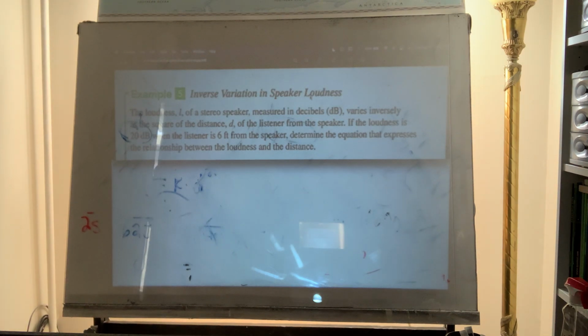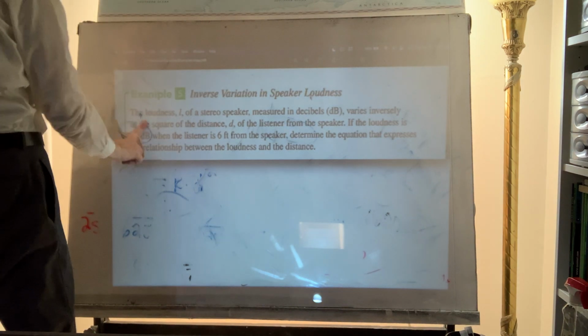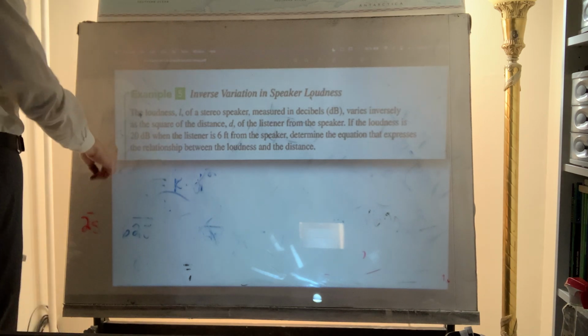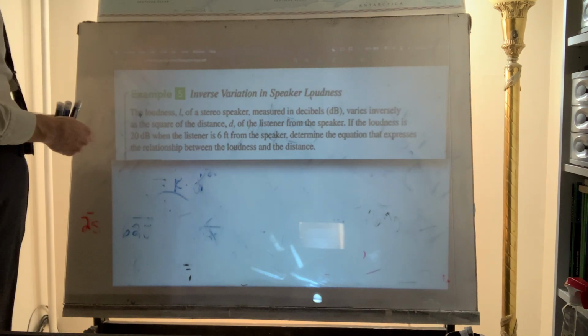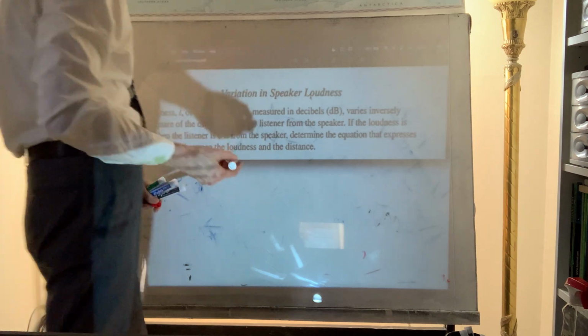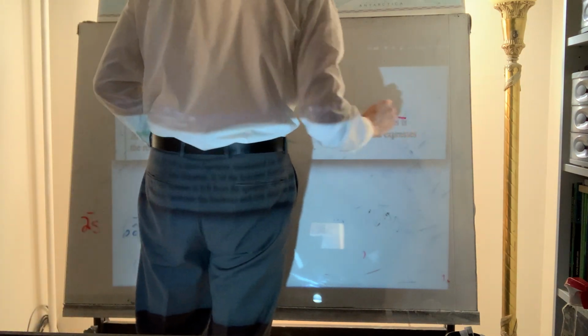Look at example 5. It says the loudness L of a stereo speaker measured in decibels, which is dB unit, varies inversely as the square of the distance d of the listener from the speaker. That sounds like a lot of gobbledygook, but take advantage of the models that we have. In this instance, it says varies inversely.